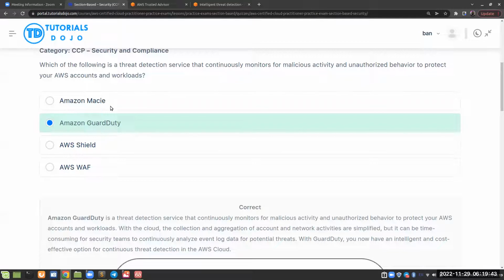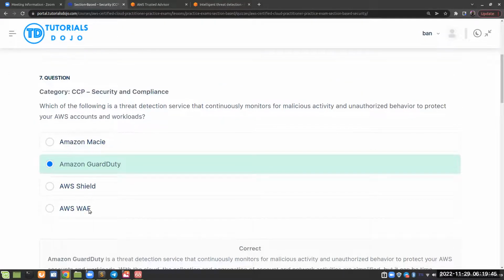Now the question is, who remembers what AWS WAF is? What is the full meaning of WAF? Can someone come up and say?